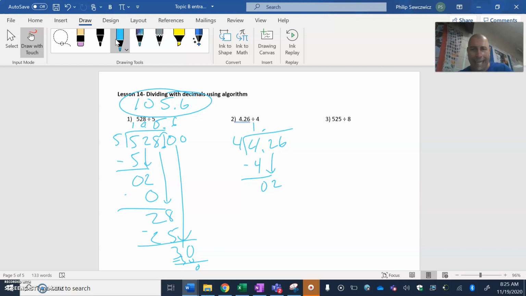Again, can't take any groups of 4 out of a 2. So, okay, put a 0 up there. You can't take any groups. Let's multiply. Let's subtract. Let's bring down the next number. All right, how many groups of 4 can you pull out of 26? 7? No, that's 28.